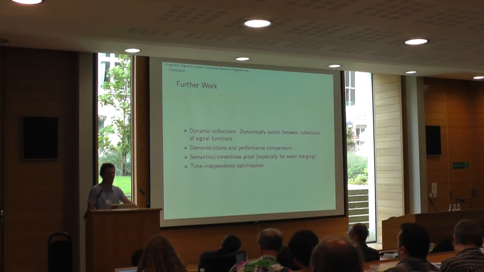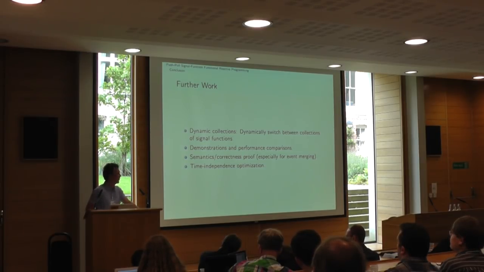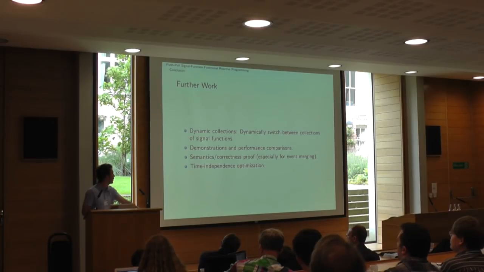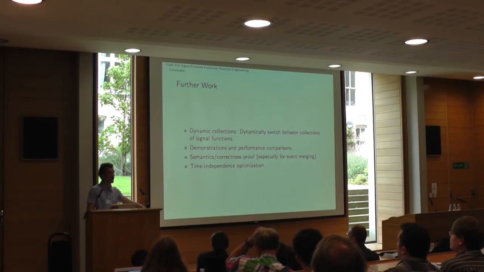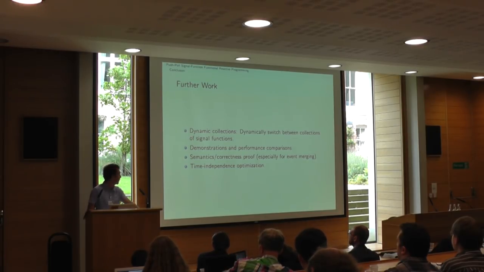Still working on some demonstration applications so I can do performance comparisons with current signal function FRP. It would be nice to have a semantics and correctness proof. Event merging works differently here than it does in standard signal function FRP, so it would be nice to have a way to argue that this is actually the correct way of handling it.